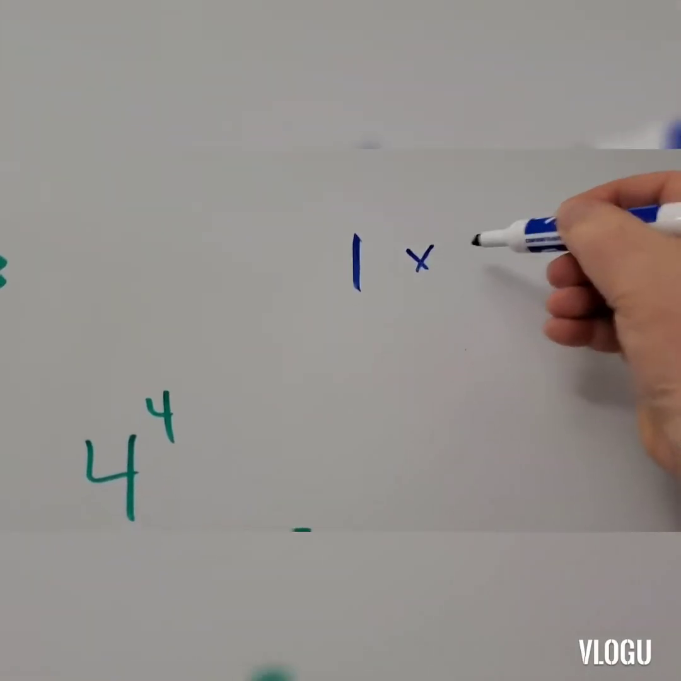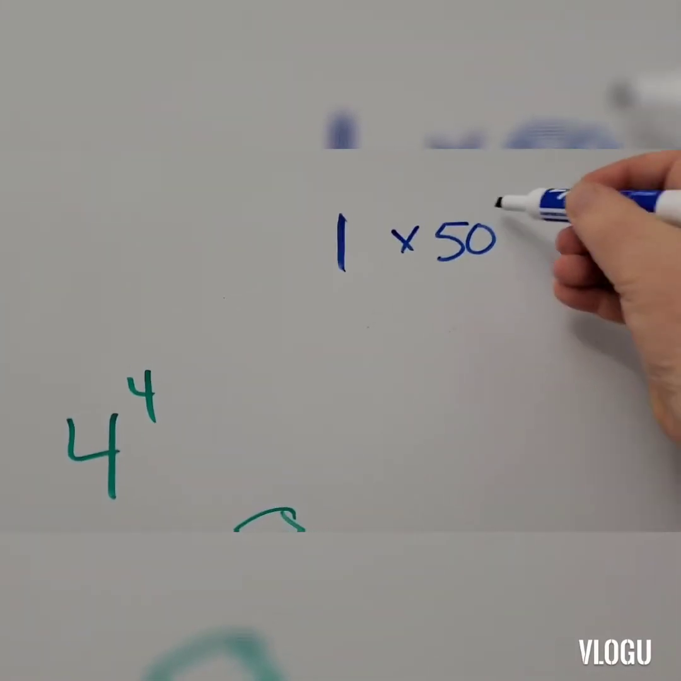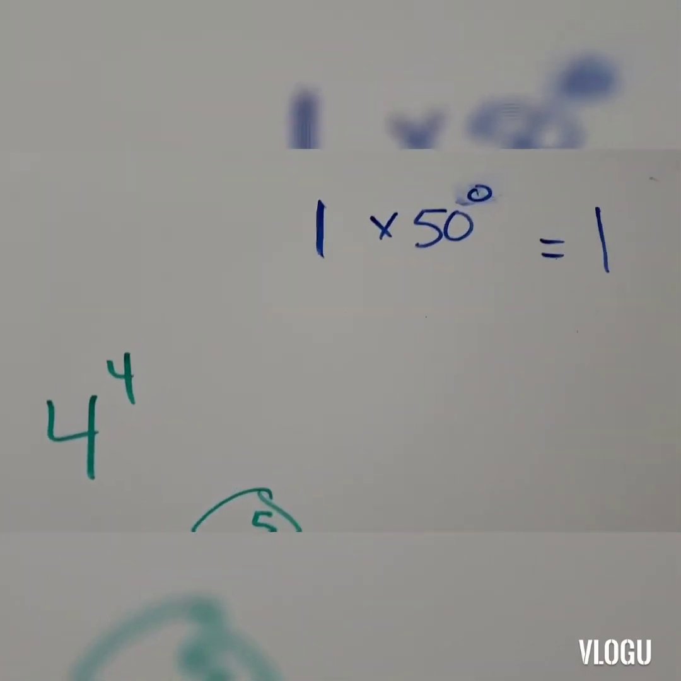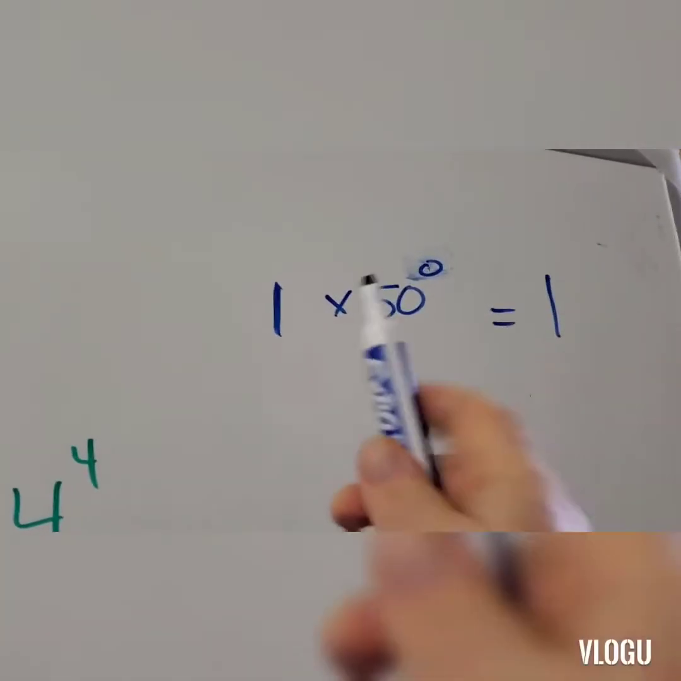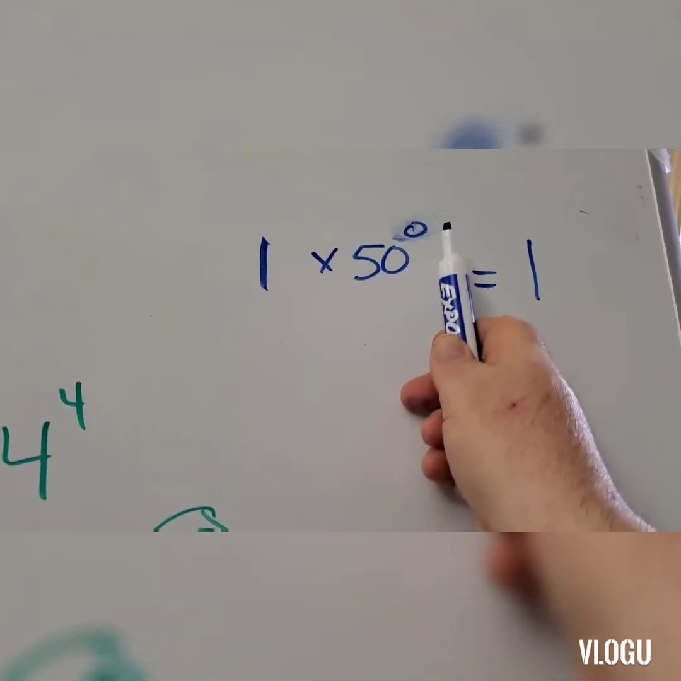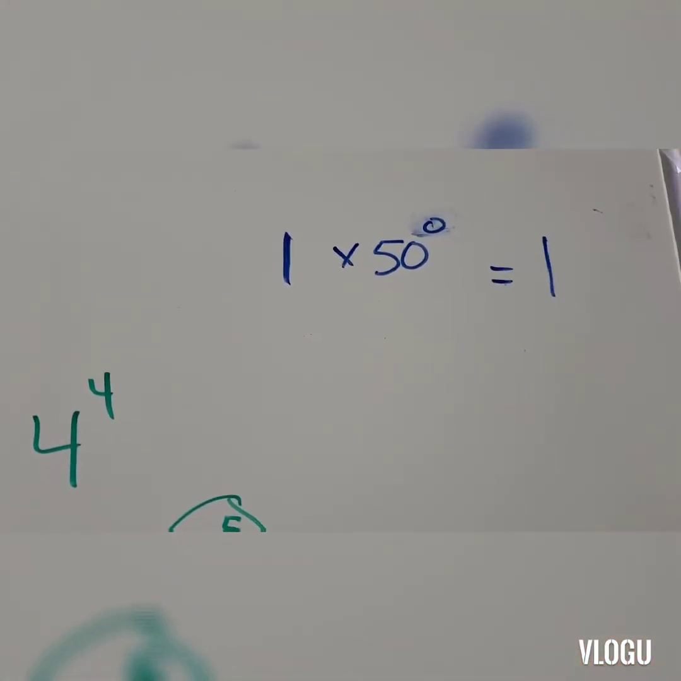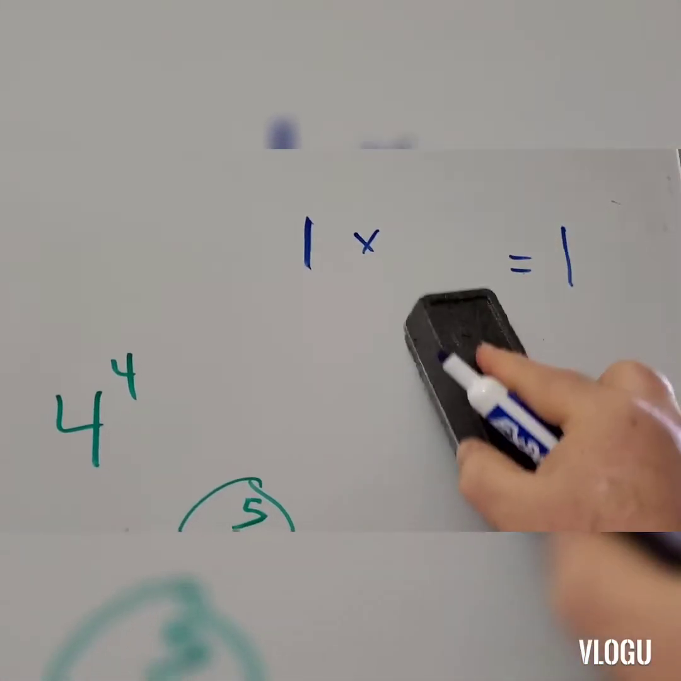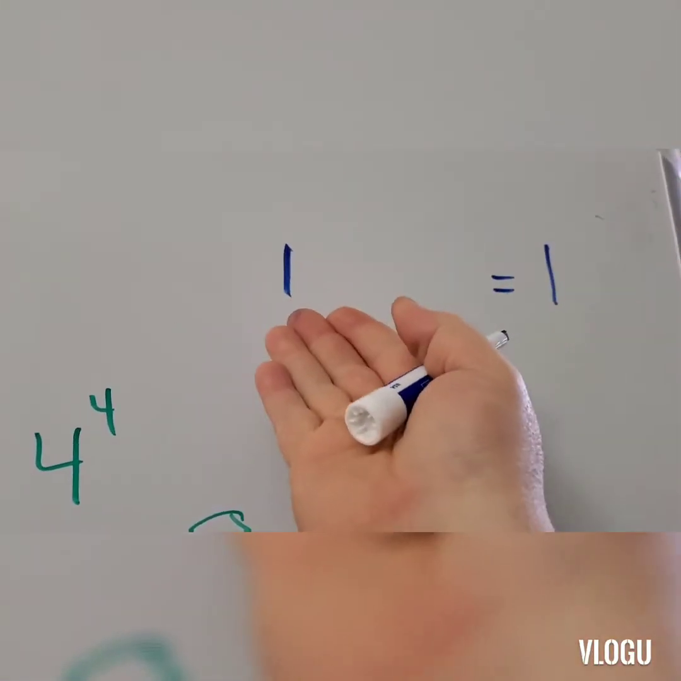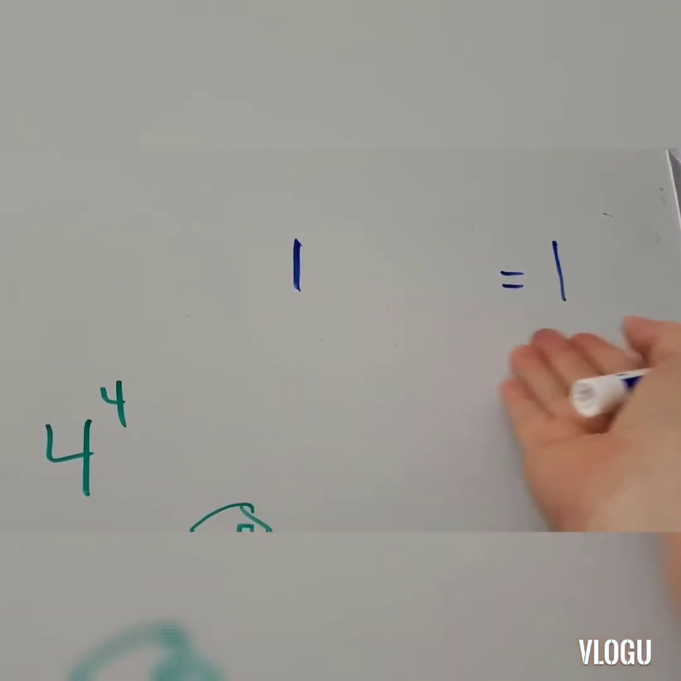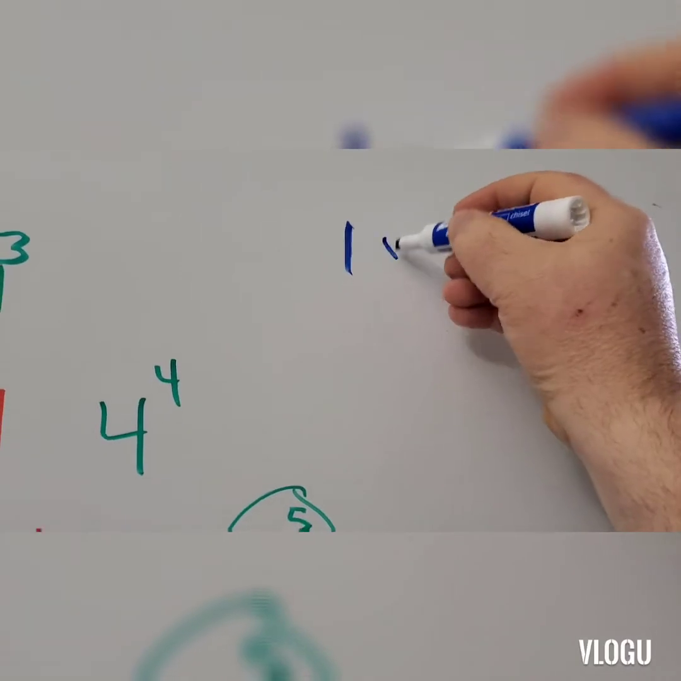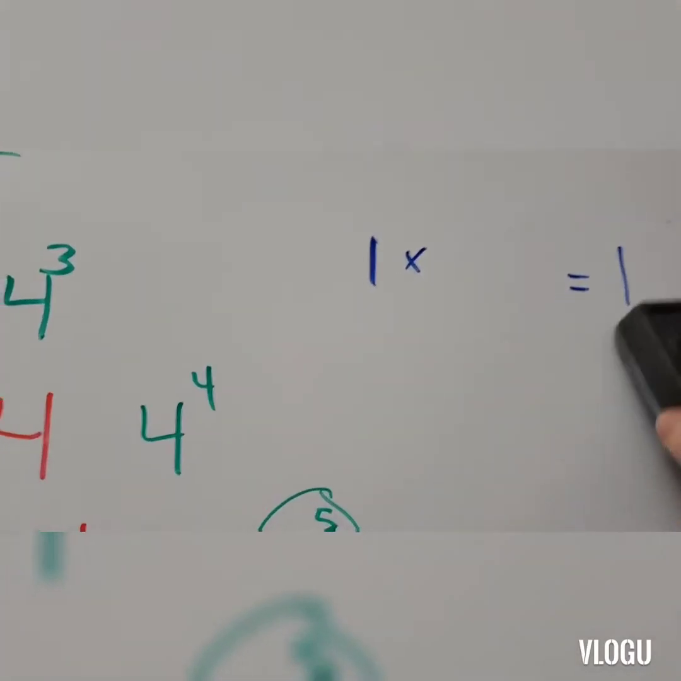I could have it times 50 to the 0 power. It's 1 times 50 times itself, no times. It's not there. It doesn't exist. Which is left with 1 is equal to 1. That's the only time that the 1 times really matters.